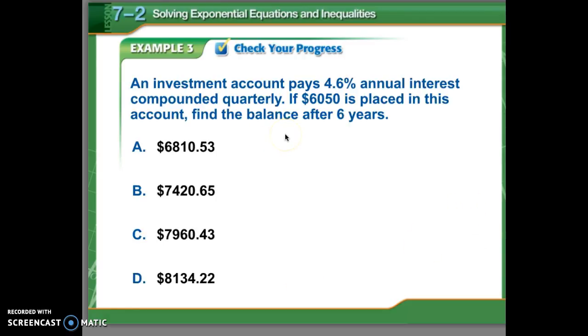Okay, so we're looking at a check your progress problem now for example 3. Same kind of setup. It says we have 4.6% interest compounded quarterly. We're putting in $6,050 initially, and we're finding the balance after 6 years. So pause the video when you have your answer, then go on and check out the answer on the next screen.